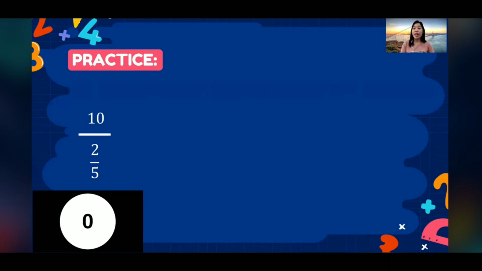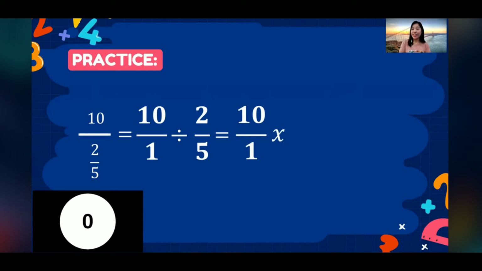So we have a whole number in our numerator, so we will put 1 as its denominator. So we'll have 10/1. And then we'll change the line to a division symbol. And then we will copy our denominator as our second fraction. And then hit, change, flip. So we'll have 10/1 times 5/2. Multiply, 10 times 5, 50. 1 times 2, 2, so we'll have 50/2.